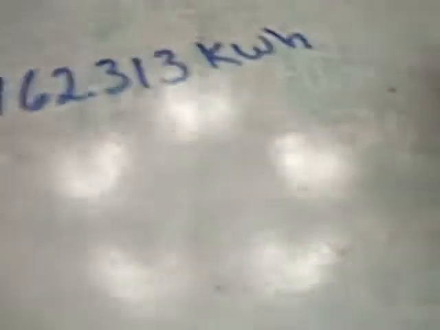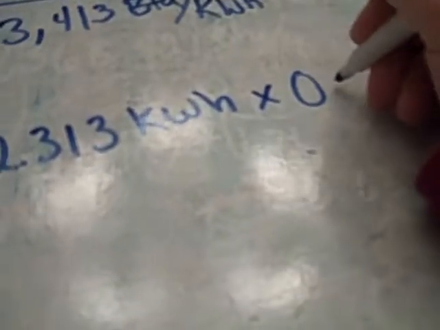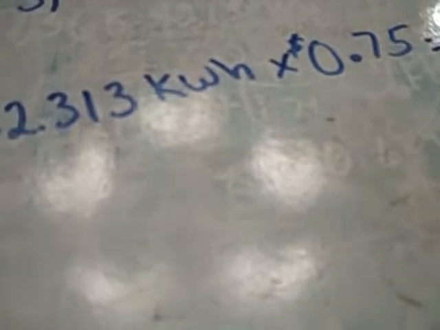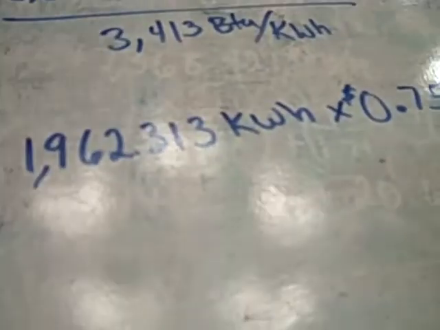That's going to give me my answer in kilowatts. So my answer is 1962.313 kilowatt hours. And now I want to know how much that's going to be for my 75 cents. So that's going to be times 75 cents, and that's going to give me my money amount.